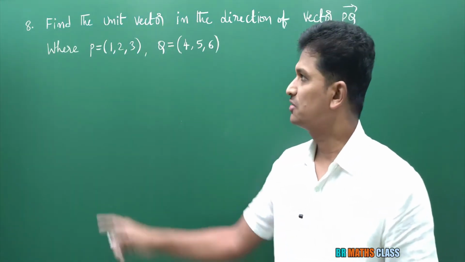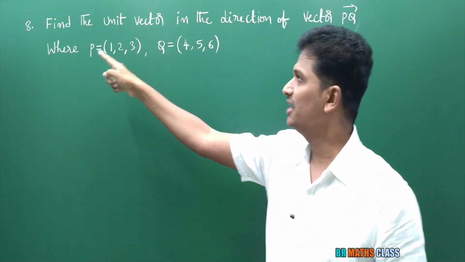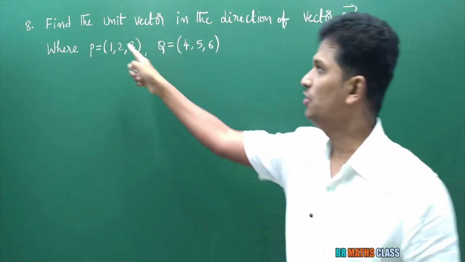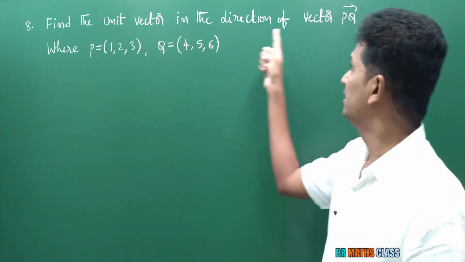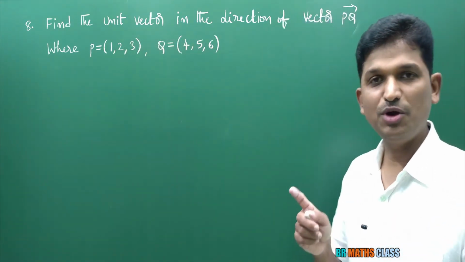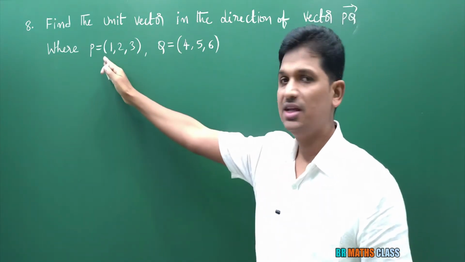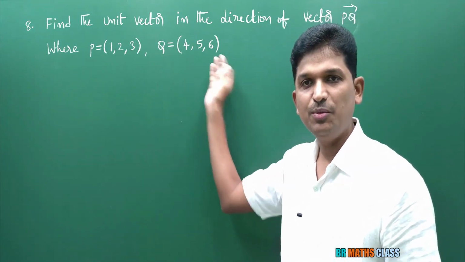Observe this question number 8. What are they asking? Find the unit vector in the direction of PQ bar. We need to find the unit vector in the direction of PQ bar. This problem is similar to the earlier problem. To calculate this, what is given? They gave the point P and the point Q.